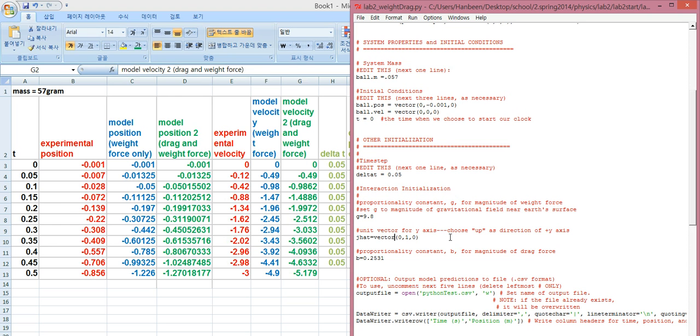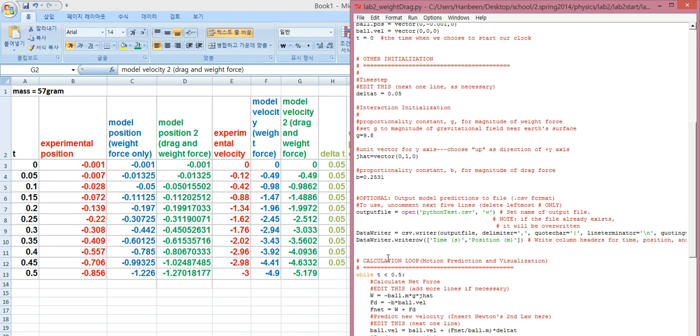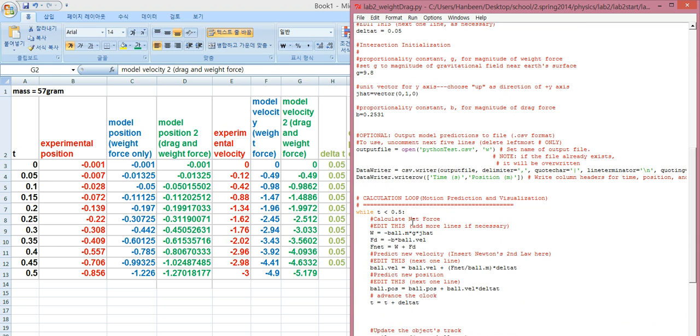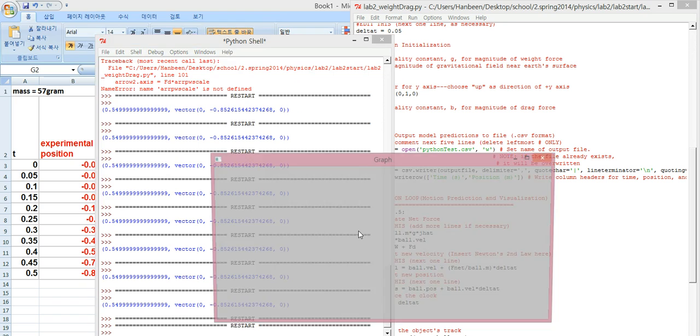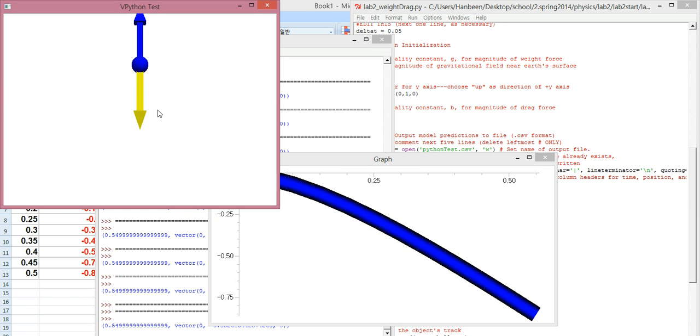J hat is in the y direction. B I calculated, and then there is the file. T is in 0.5 seconds, and there's weight force, there's drag force. I added them together to get the net force, and its force, velocity, Newton's second law, and force, position. And this is the Python file. As you can see, this yellow arrow is the weight force, and this blue arrow is the drag force, which contrast each other because weight force pulls down while drag force slows you down.